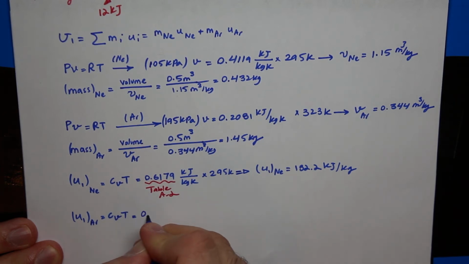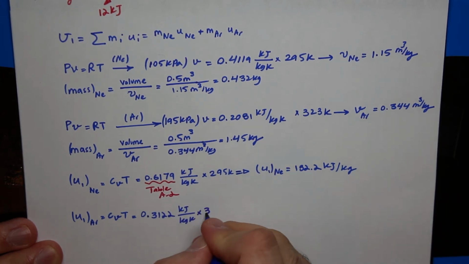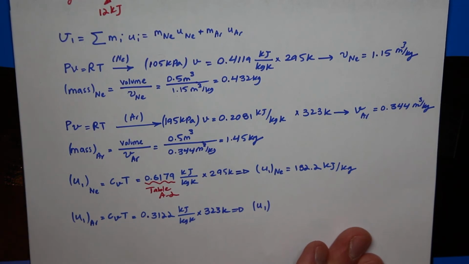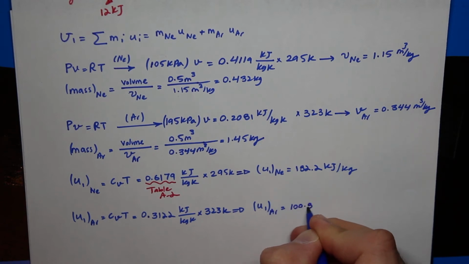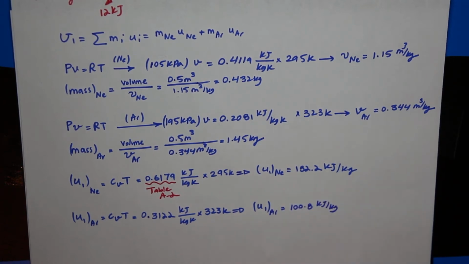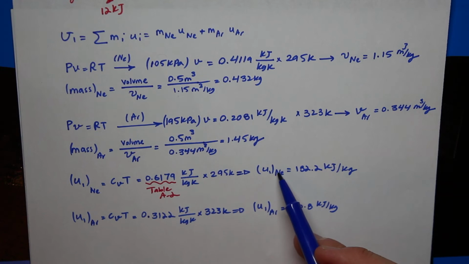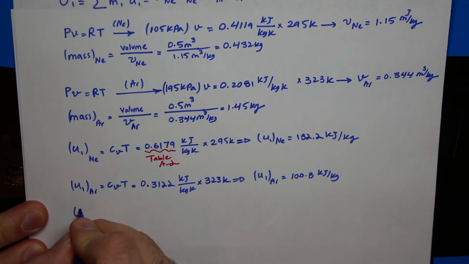So the specific heat is equal to 0.3122 kilojoule per kilogram Kelvin, multiplied by the temperature of the argon gas, and that gives me the specific internal energy at state 1 for argon gas equal to 100.8 kilojoule per kilogram. Okay, now that I have these lowercase u values, and because I also have the mass of each gas, I can find uppercase U1.